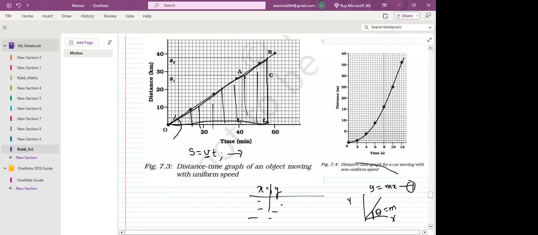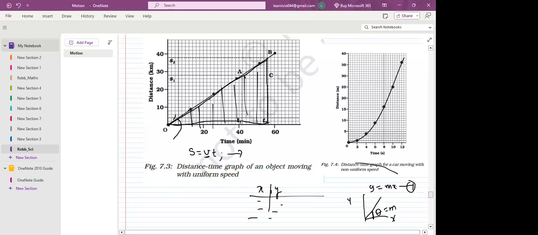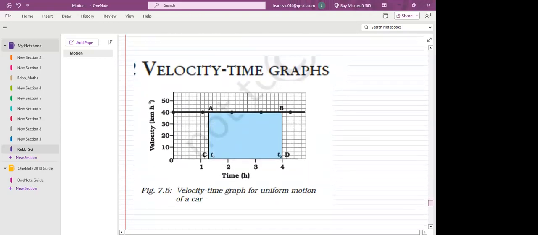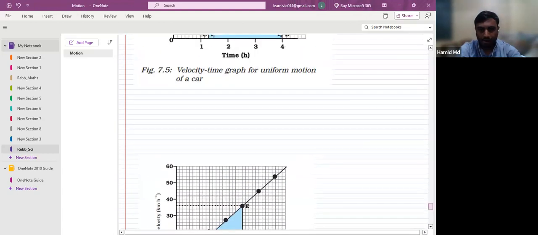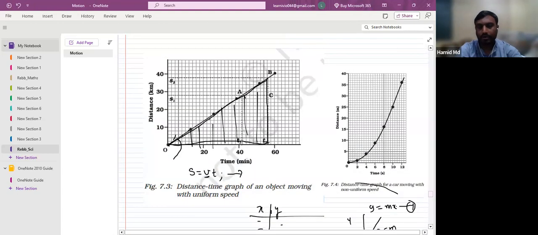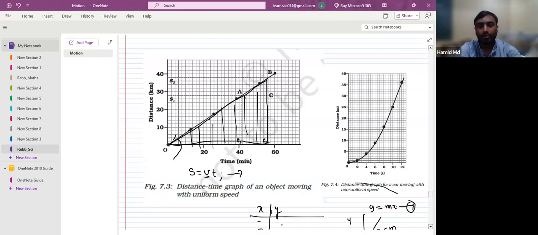Okay, we'll do it later. Leave it. We have another problem, the velocity time graph. This is quite a different concept now. The area will be length into breadth, but this is not a rectangle. Sorry, this is a triangle. So the area of a triangle is half L into B. So the constant will be here.